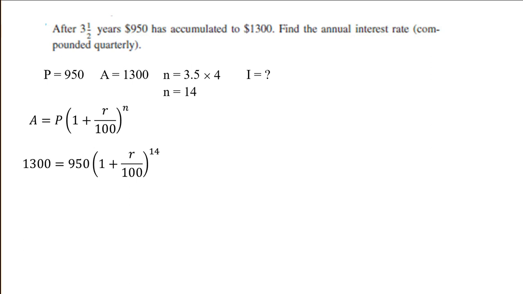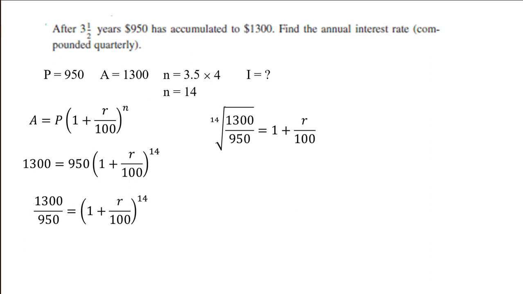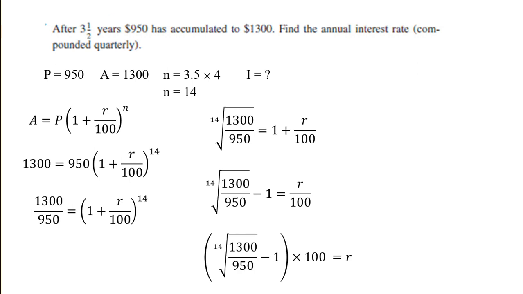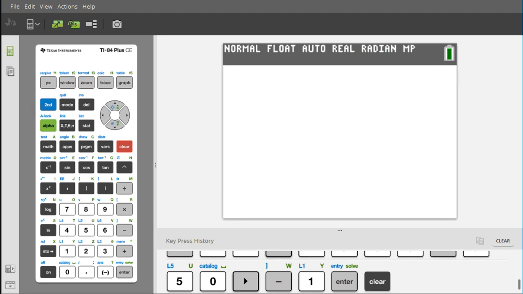So to find the value of R, I divide both sides of the equal sign by 950. I then get the 14th root of both sides of the equal sign, and I minus 1 from both sides of the equal sign. And finally, I multiply both sides of the equal sign by 100. And now I'm going to use my calculator to get that value of R.